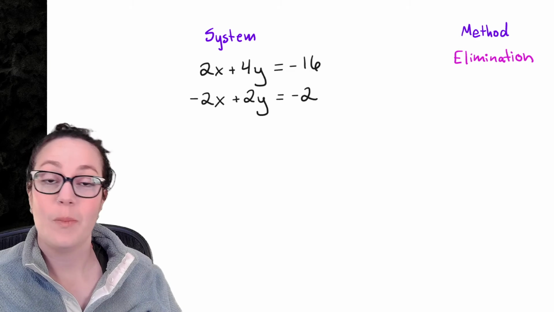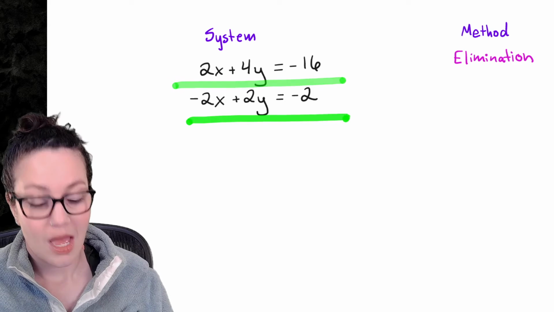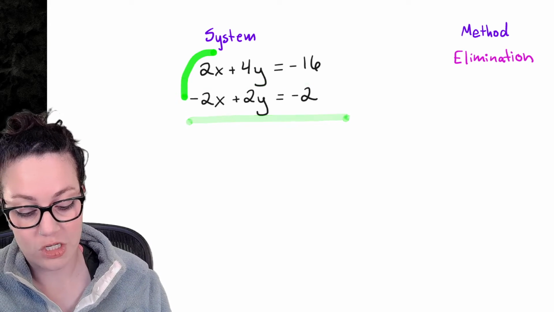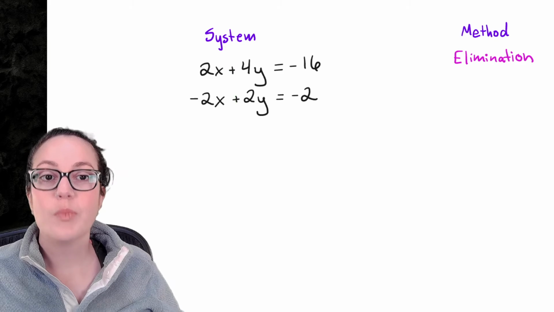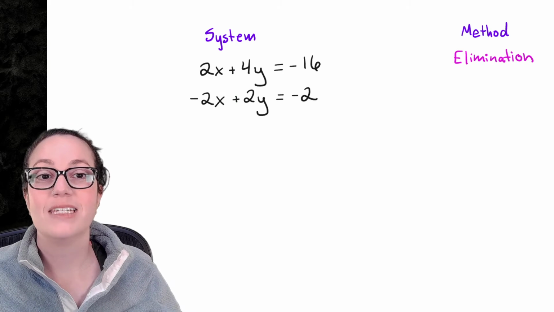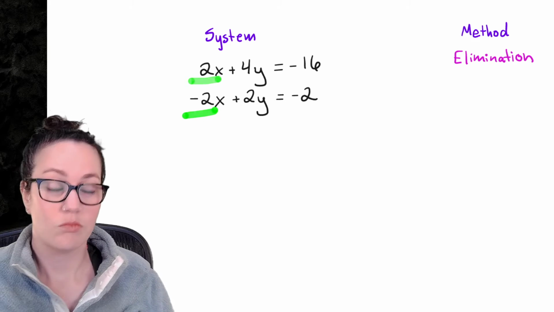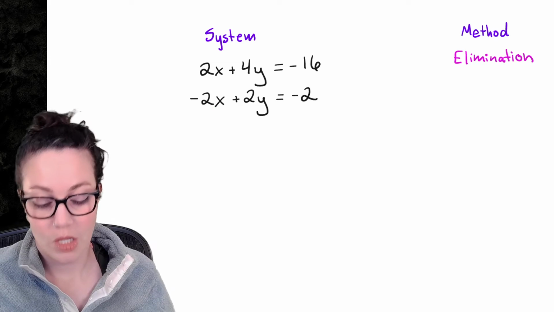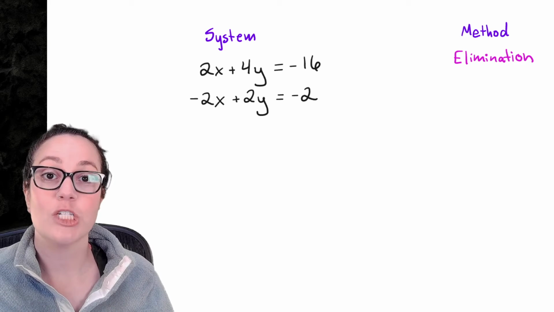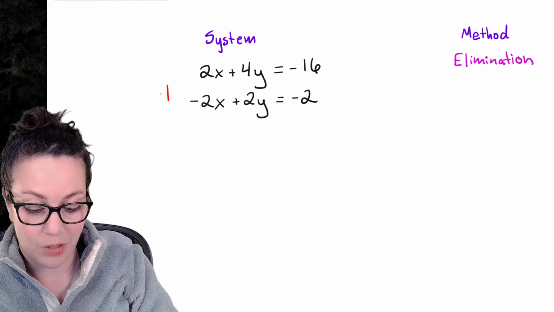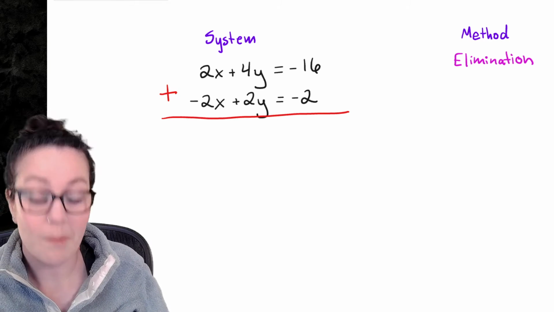prime for elimination because when I look at my equations, I notice that the coefficients on my x's are opposites. So in math, an opposite of a number is what will add to that number to make 0. So the opposite of 2 is -2, and the opposite of -2 is +2. So instead of isolating anything, I am going to add these equations together just as they are. I'm going to write a big plus sign so I remember I'm adding them. Then I'm going to draw a big line underneath.